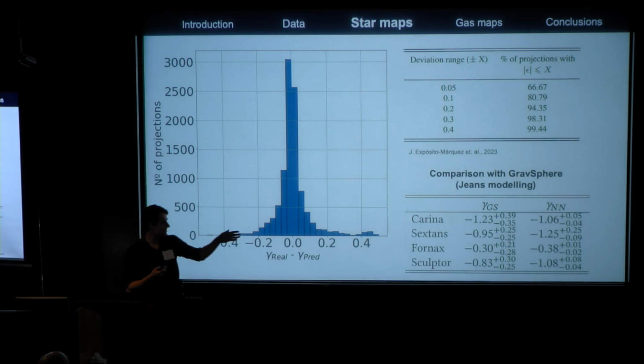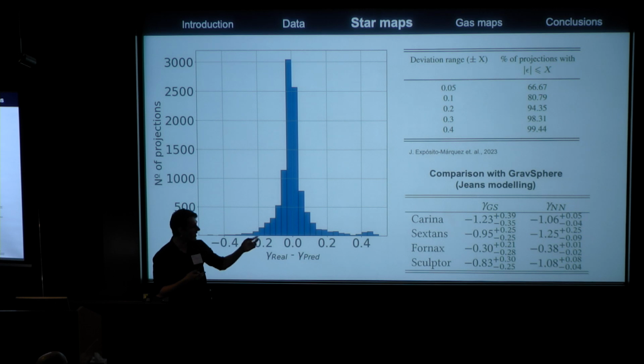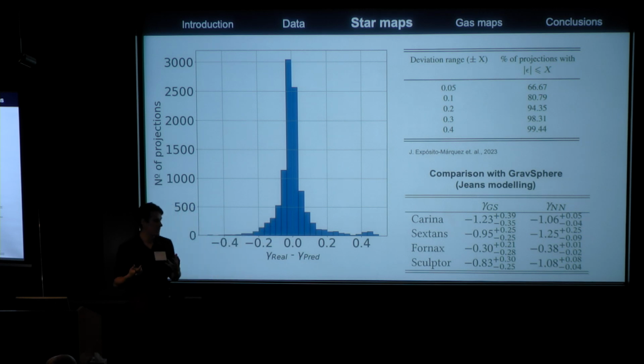And we also tested it with four real dwarf spheroidal galaxies and compared it with what we obtain when inferring the density profile with GravSphere modeling. And the results are very consistent. This was a very preliminary test, but it seems that we are walking the right path.